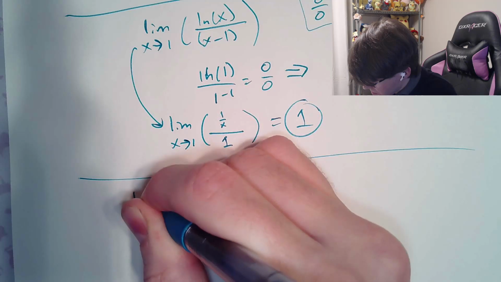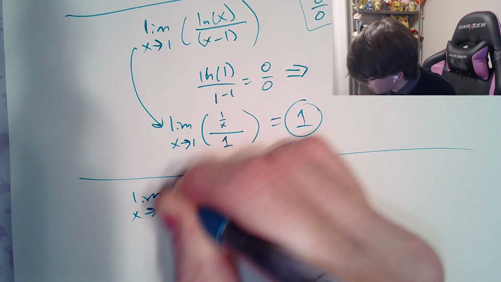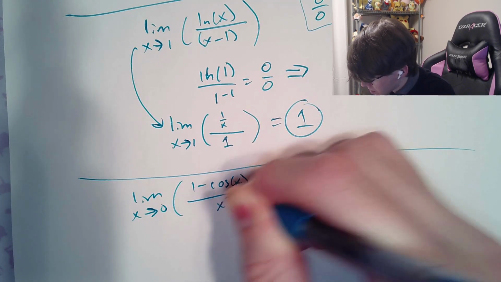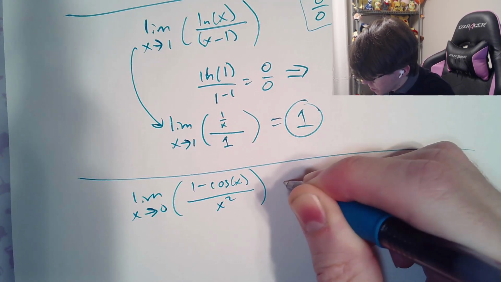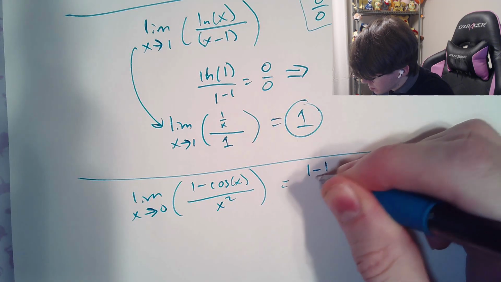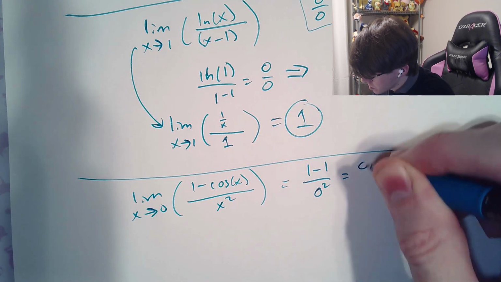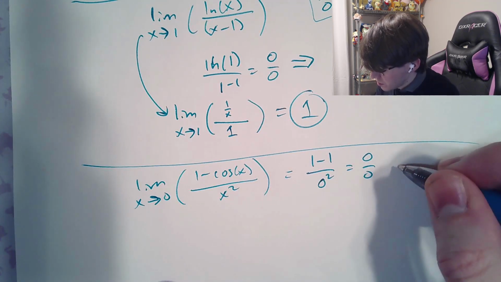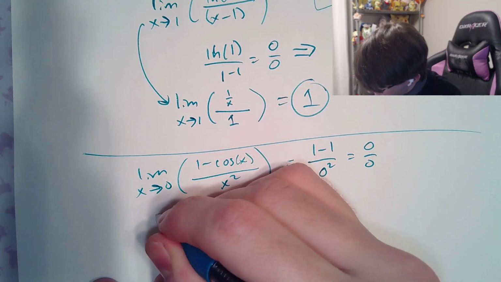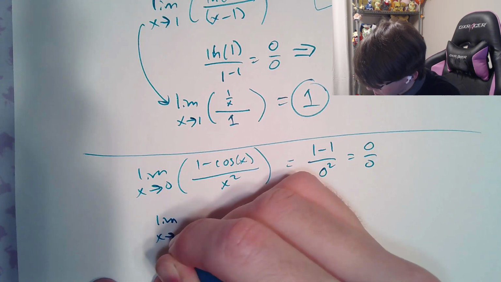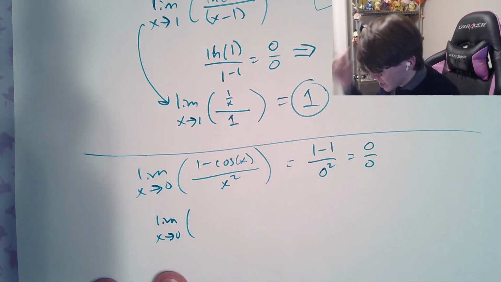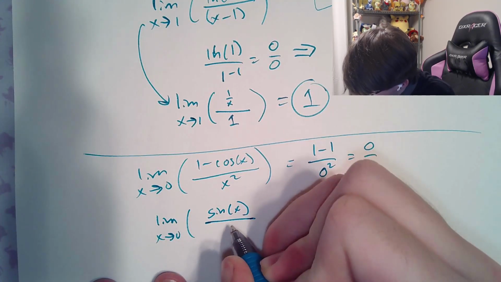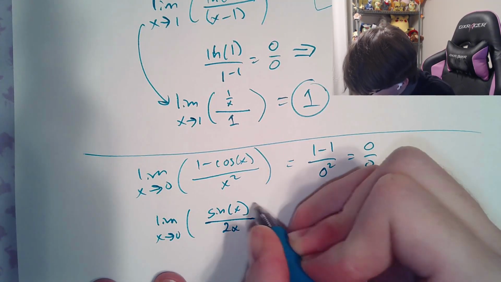We have the limit as x approaches 0 of 1 minus the cosine of x over x squared. So in this case, I would have 1 minus 1 over 0 squared, which is 0 over 0, which means I can use my L'Hopital's rule. So I'll do the limit as x approaches 0. The derivative of negative cosine is positive sine of x, and the derivative of x squared is 2x.